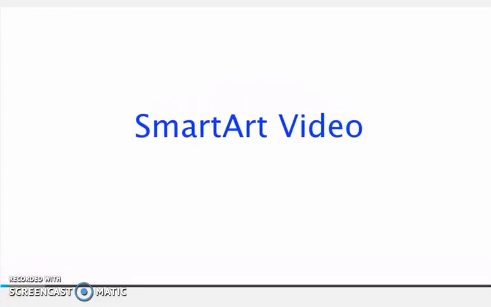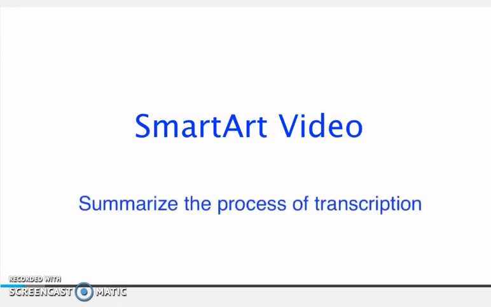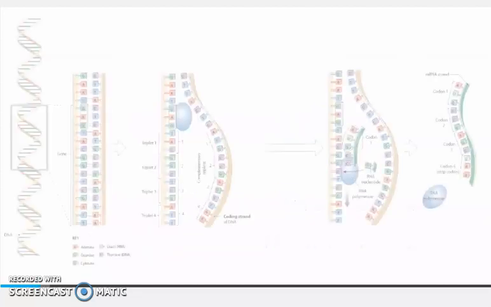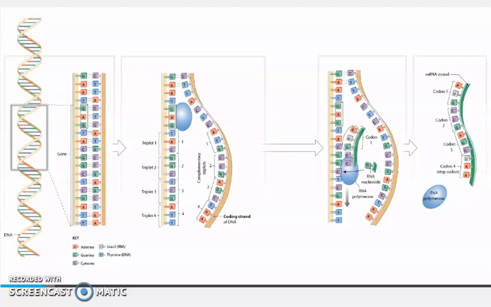Physiology Smart Art video, where we guide you through an important piece of art. After watching this video, you should be able to summarize the process of transcription. Transcription is the process of producing RNA from a DNA template. The term transcription is appropriate because transcribe means to copy or rewrite.